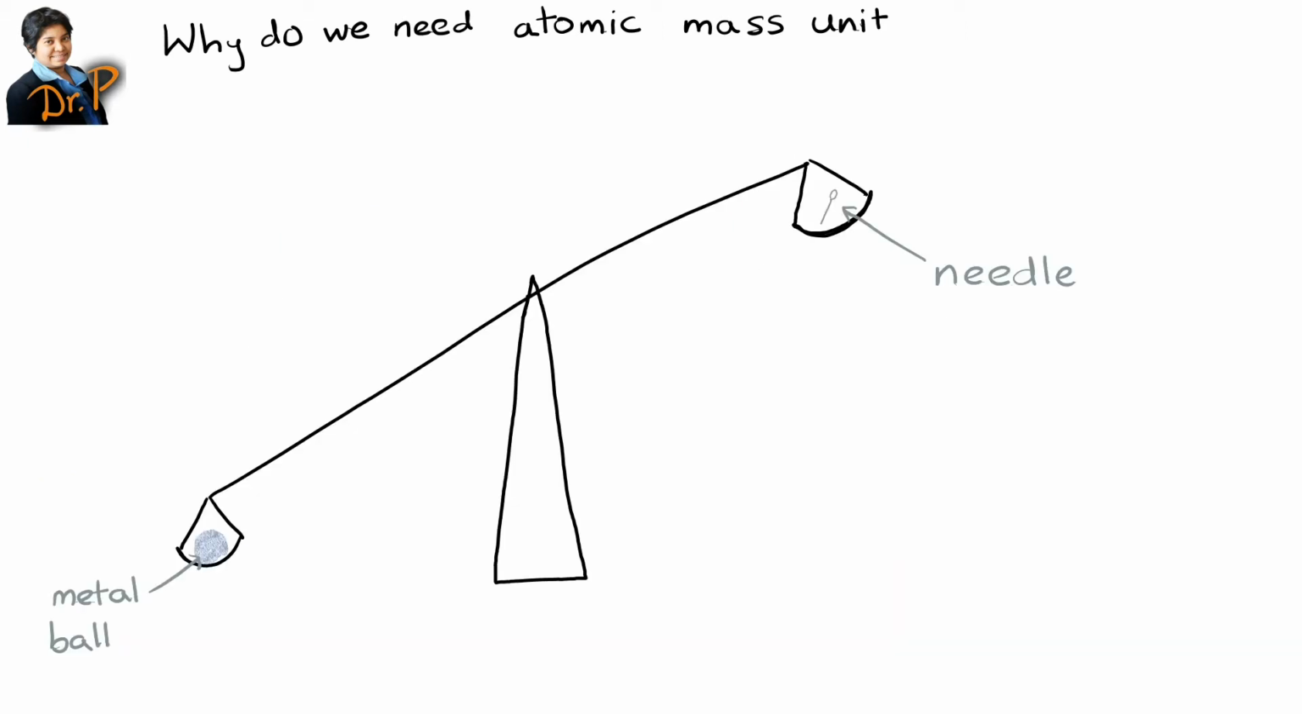What we can do is put the metal ball and the needle on a balance, and your balance will look like this. The metal ball is much heavier, and because of that it is harder to measure the mass of this needle with respect to this metal ball as it is. So how can we proceed with this?